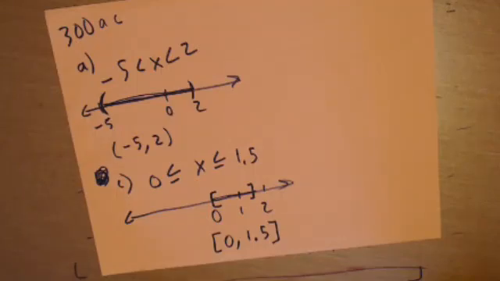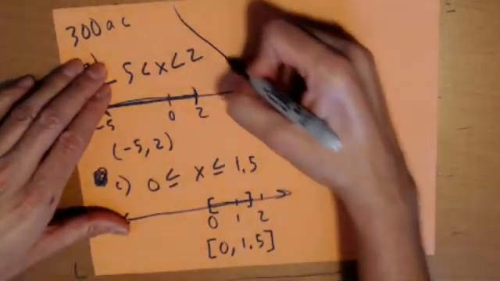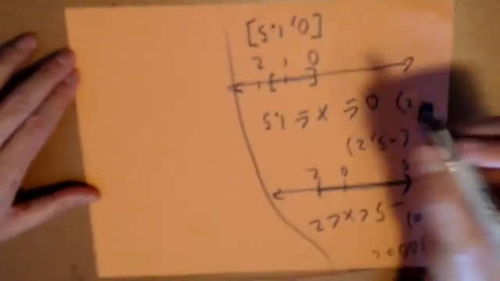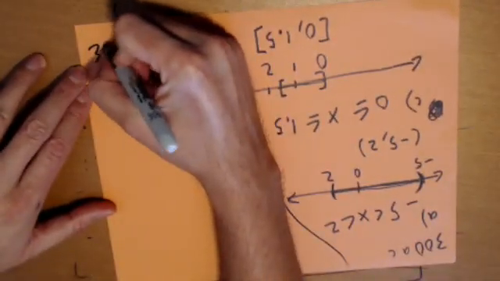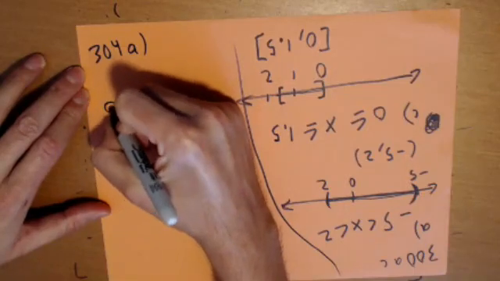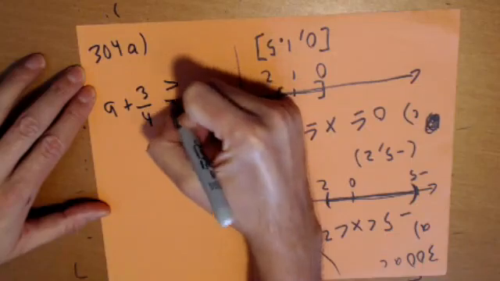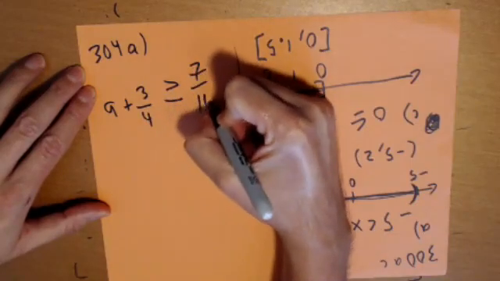Okay, in the following exercise, solve each inequality and then write the solution. So they make us do a little bit of work, and then we have to graph it like this. Let's see if we have enough room here. Let us try 304A. It says A plus 3/4 is greater than or equal to 7/10.